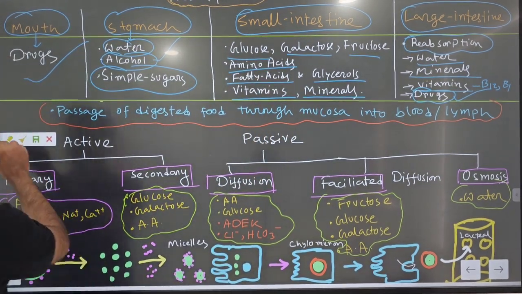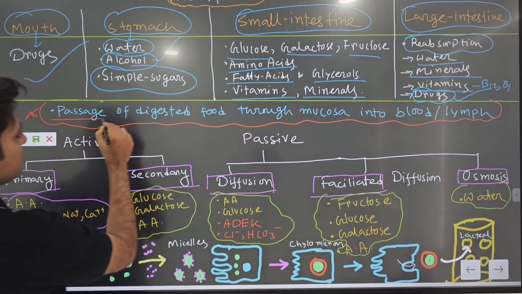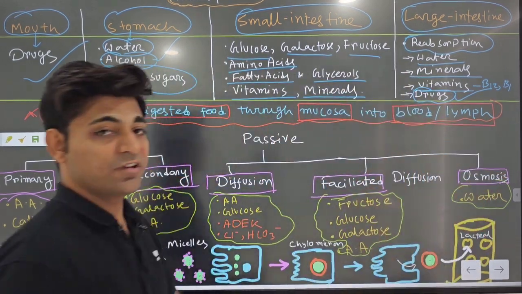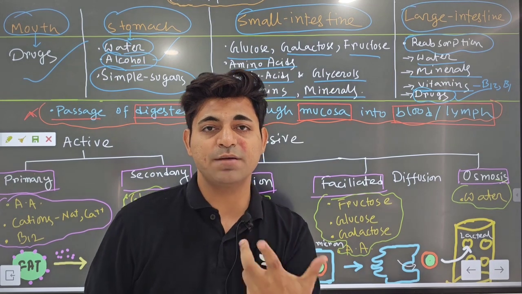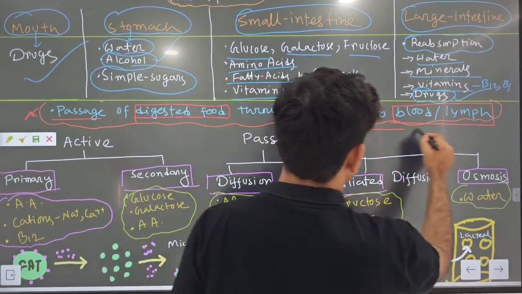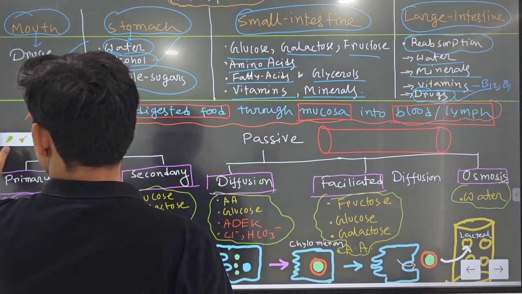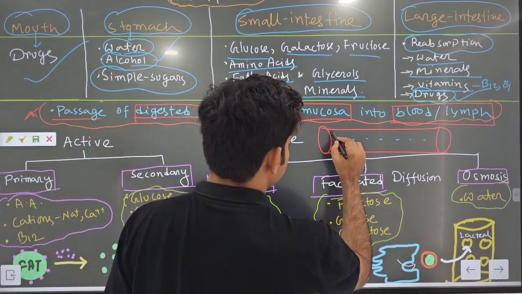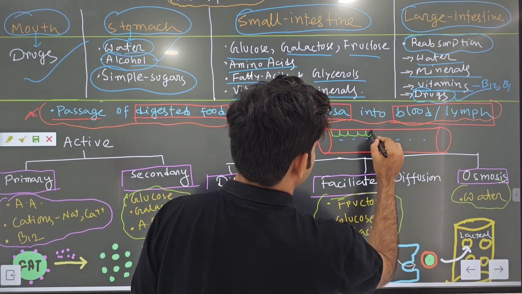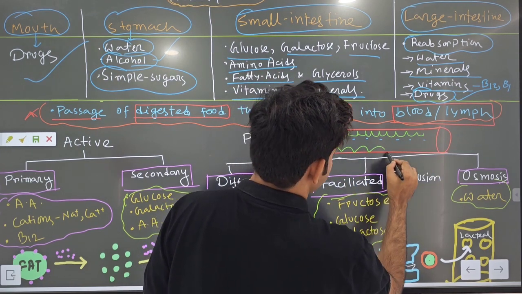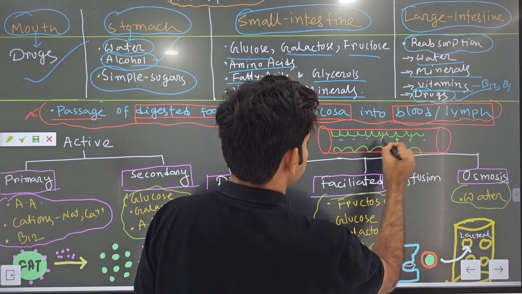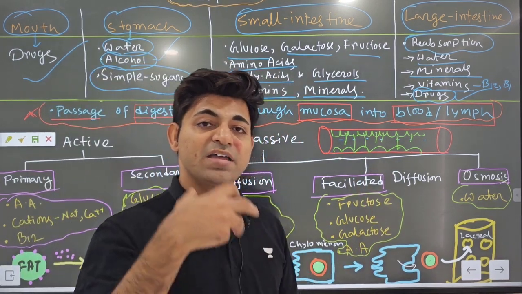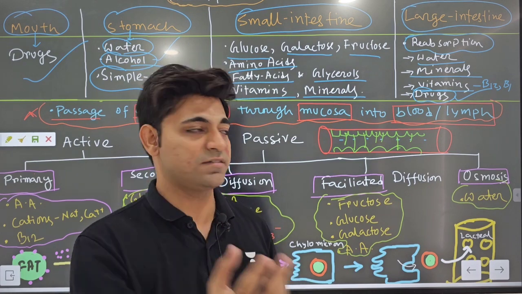So what is absorption? If you want to define absorption, it is the passage of digested food through mucosa into blood or lymph. Here absorption is a two-step process. This is the small intestine. Digested food is present in the lumen of the small intestine. First it will be absorbed into the enterocyte cells inside the mucosa layer of small intestine, and from there it will be absorbed either in blood or in lymph depending upon the particle size.